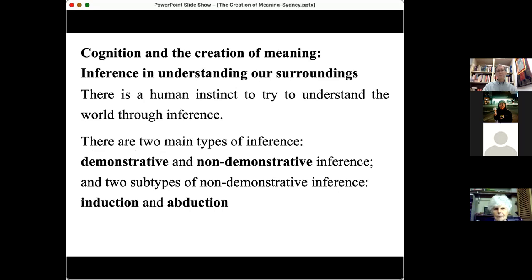So cognition and the creation of meaning involve inference and understanding our surroundings. I argue again that this is a human instinct, to try to understand the world through inference. And there are two types of inference, demonstrative and non-demonstrative inference, and two types of non-demonstrative inference, induction and abduction.